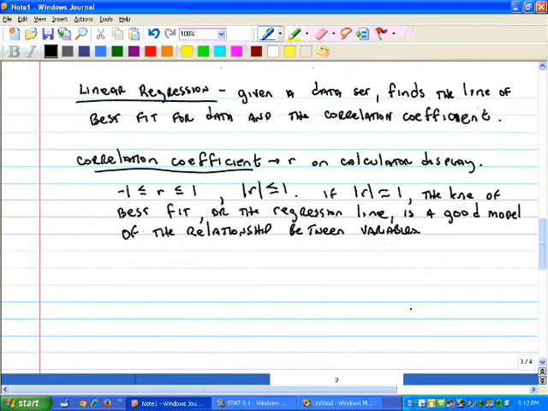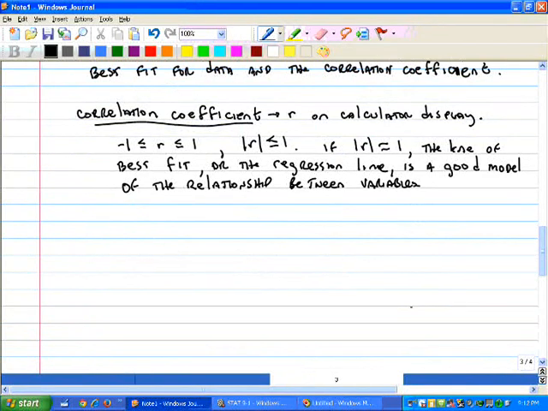The first thing we'll do is learn how to set our calculator so it shows the correlation coefficient. So before we start the regression, we're going to set the calculator to show the correlation coefficient.